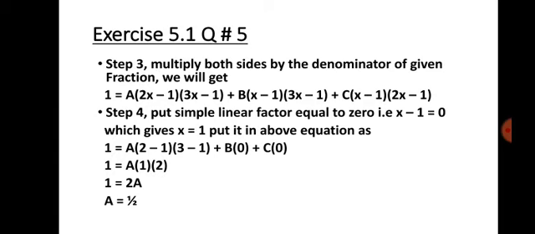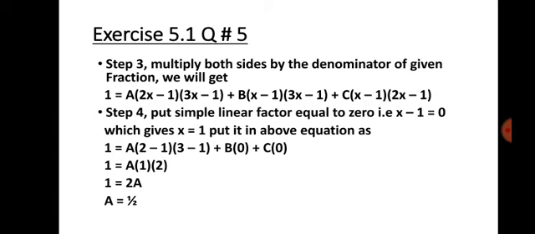But for b and c, as x minus 1 is 0, b will be multiplied by 0 and it will be 0. And similarly, the third term will also become 0 due to x minus 1. The next step is 1 is equal to a into 2 minus 1 is equal to 1 and 3 minus 1 is equal to 2.